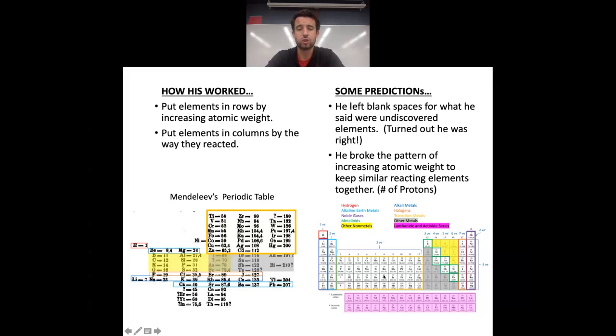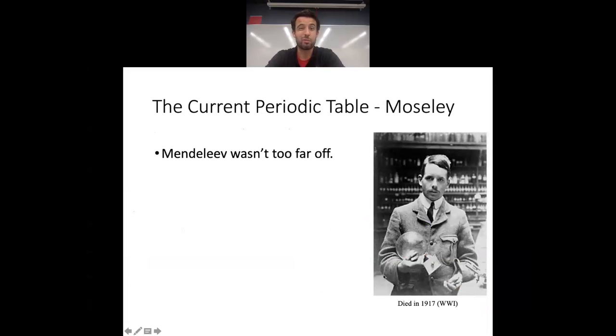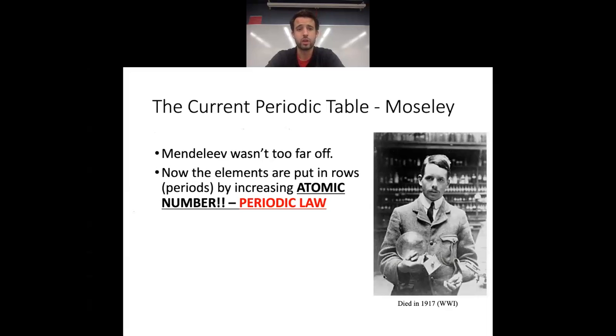This is the organization of the current periodic table. The current periodic table is a lot more advanced. Then came along this guy named Moseley. You don't have to know these guys. This is just kind of background information.